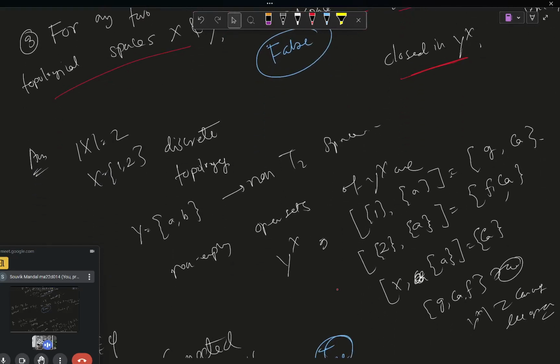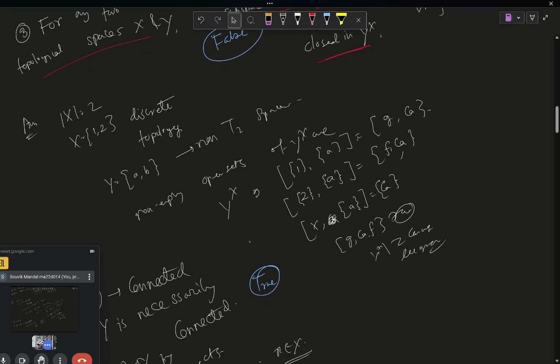So for that, let's start with two spaces x and y. Let x be {1, 2} with the discrete topology, and y be the two-point space {a, b} with a non-trivial open set. So y to the x is this set with c and a. Basically this tells us that the point c belongs to each of the open sets of y to the x, so y to the x minus Z can't be open. So that's why Z cannot be closed. So this answer is false.